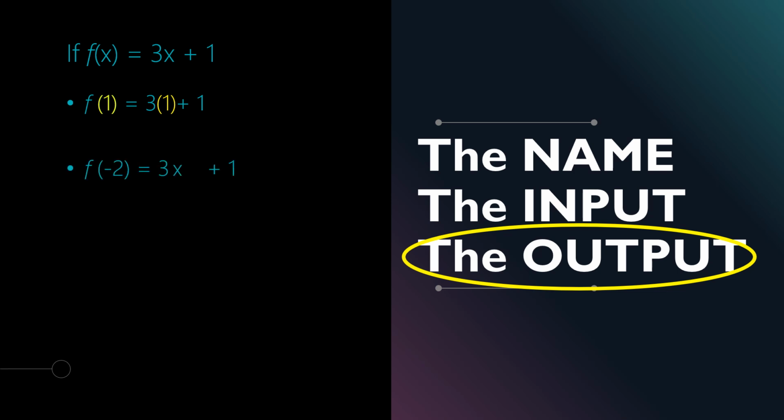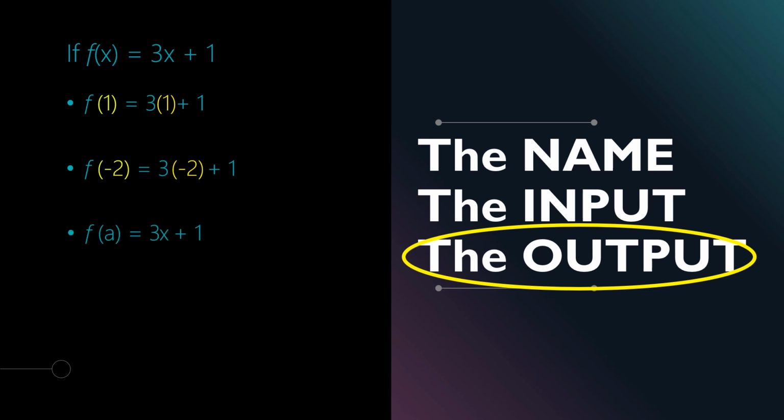What if I have f of -2? The function is still named f. I'm still looking at that function at the very top of this screen. But now my input is a -2. That means everywhere we see an x, we're going to change it to a -2. So now my output looks like 3 times -2 plus 1.